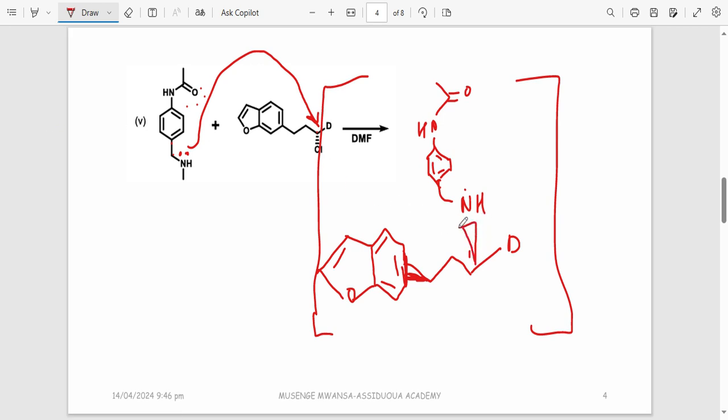So this is attacking from the front because our leaving group was at the back. That is important. I would have written this group down. Is this okay?